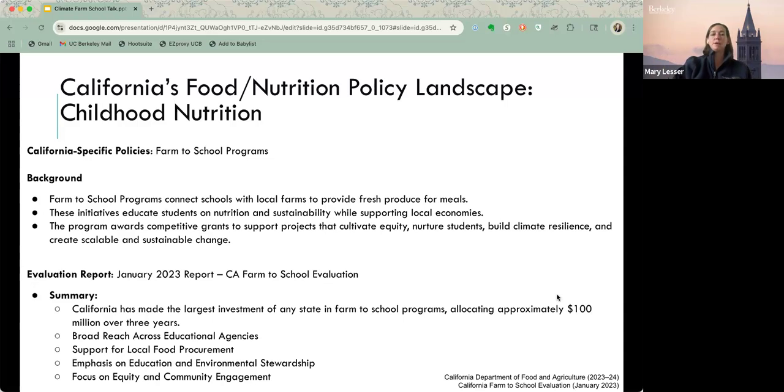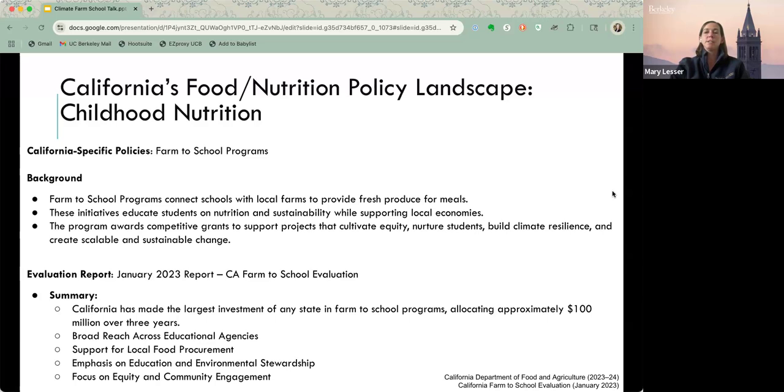So there was an evaluation report that came out for some of these programs. From the California Farm to School Evaluation Group, California had made the largest investment of any state in farm to school programs, allocating approximately 100 million over 3 years to the program alone. Funding for the California Farm to School Incubator Grant Program grew from 10 million in 2020 to 60 million for 2022 to 2023, supporting a wide range of farm to school initiatives. One of the pieces of legislation that I will be bringing up shortly continues to support the farm to school initiatives in the California budget.